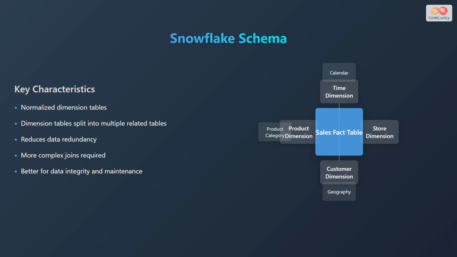Snowflake schemas are better suited for scenarios where data integrity and maintenance are critical. In the Snowflake schema diagram, you can see the fact table in the center with dimension tables connected to it. Dimension tables are further connected to subdimension tables.